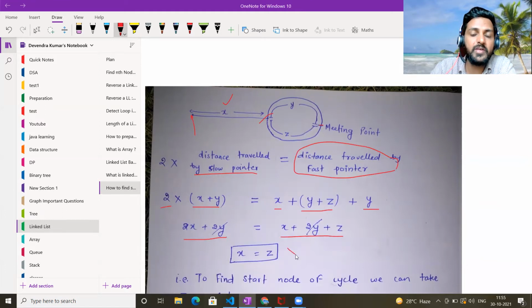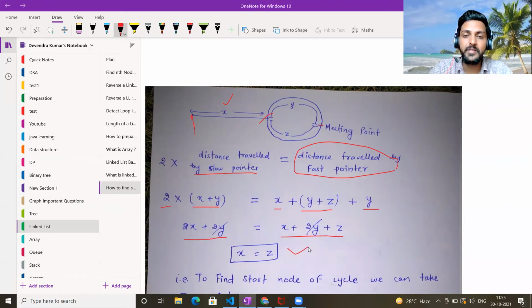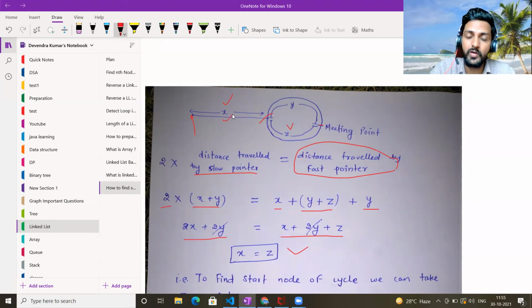And from here, there is one equation we got, x is the same as z. It means that distance of the first node of the cycle from the starting node is the same as the distance of the meeting point to the first node of the cycle because these two are same. All right. So this part we have done the proof.